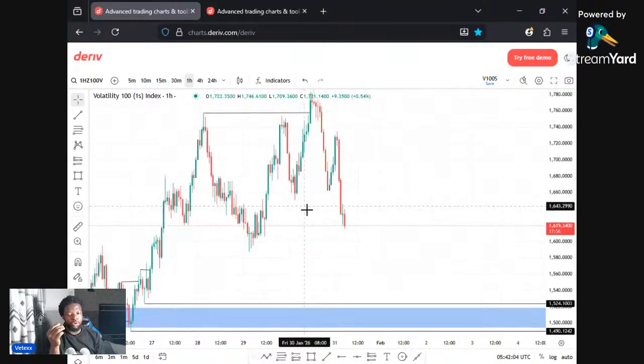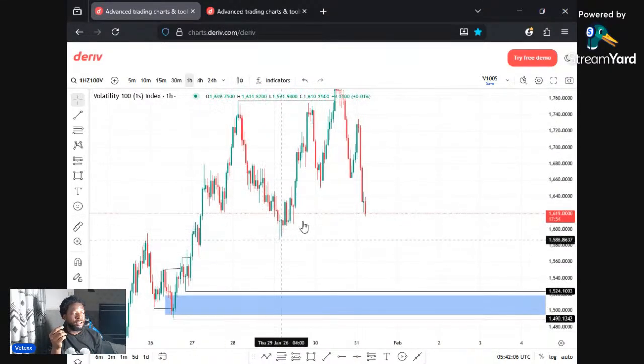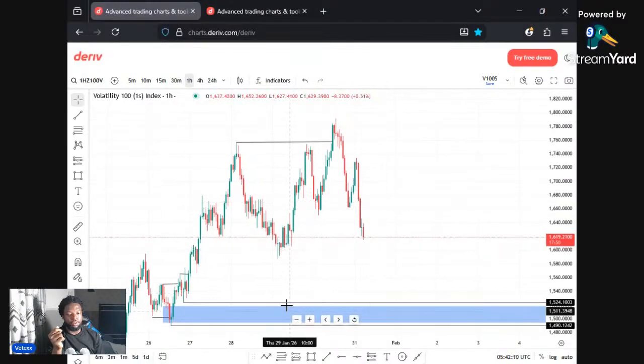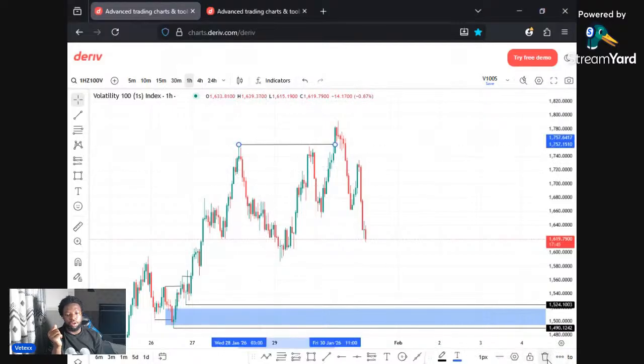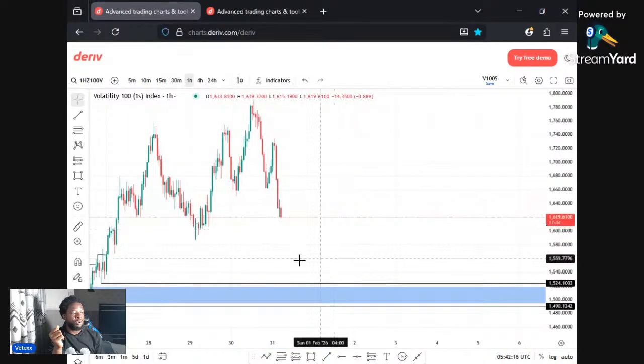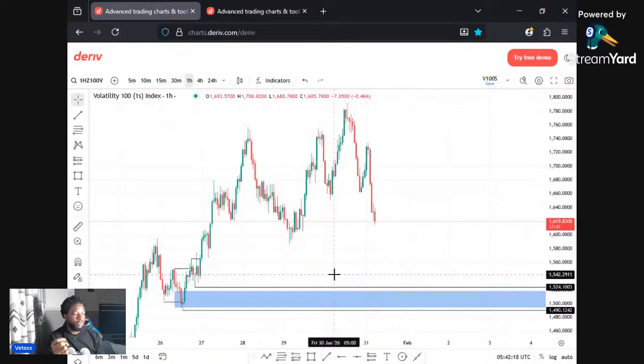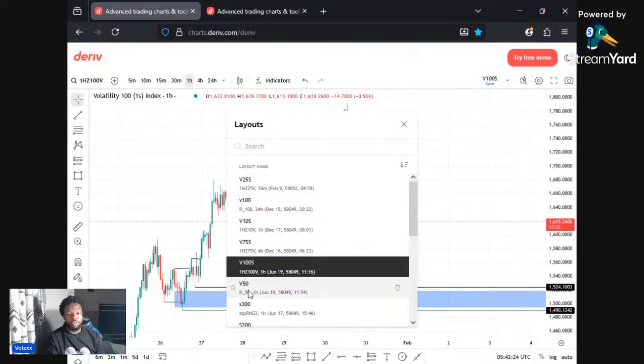So we are going to be waiting for price to come into our A plus structure here before we will continue to move to the opposite direction. So this is what you're anticipating on V100S. If price does this, we'll wait for it. But if it doesn't, we are going to sit on our hands. So let's go to the next pair, which is V50.